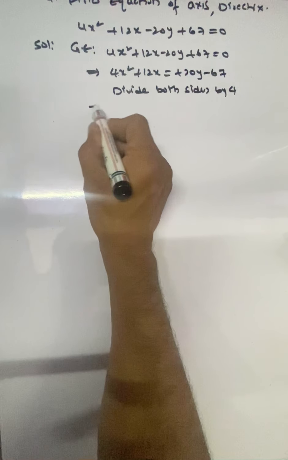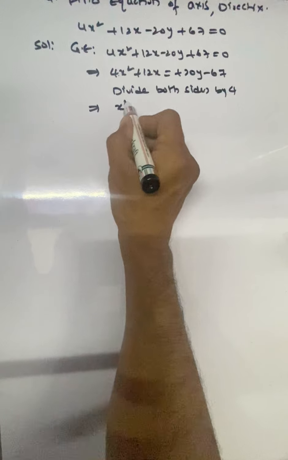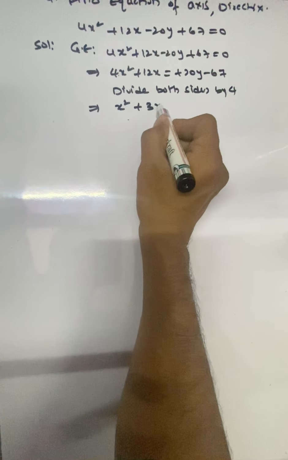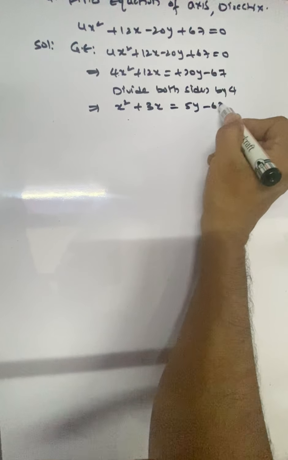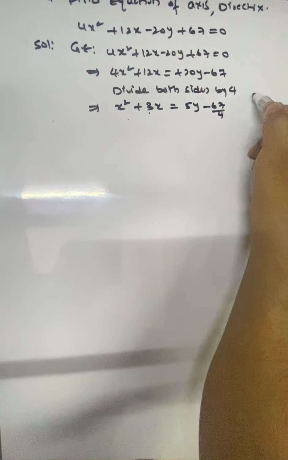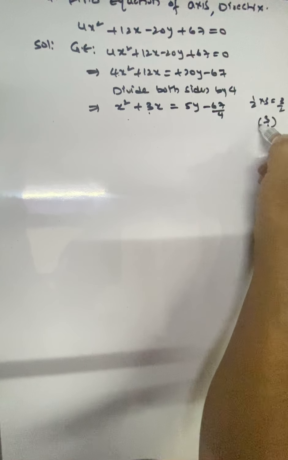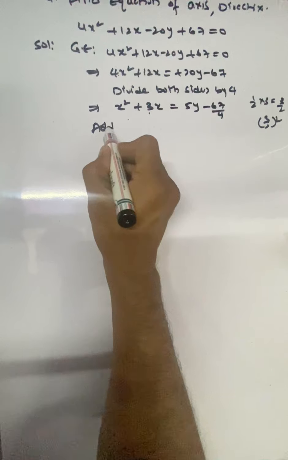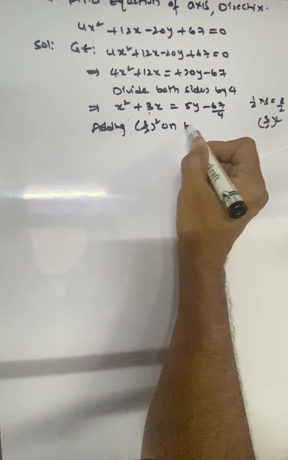The reason is we need the term x square free from any coefficient. We have divided all the values by 4. Then we find the coefficient of x, 3. Half of 3 is equal to 3 by 2. So we add 3 by 2 whole square on both sides.